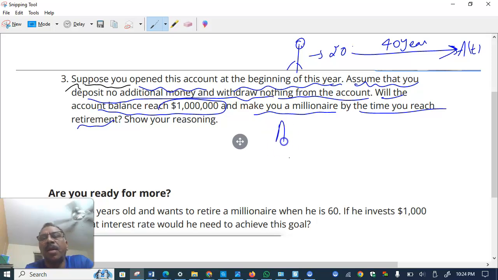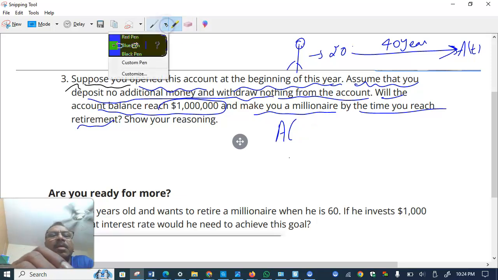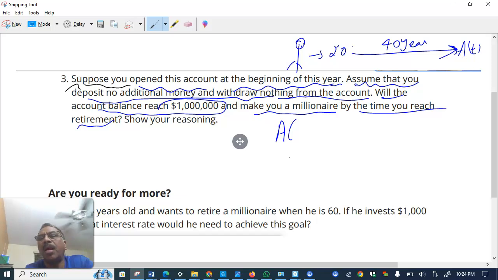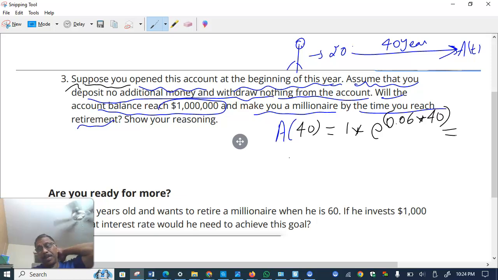So remember the formula A of 40, because he works 40 years, and we want to see how much money will be after 40 years. So that's A of 40 equals 1 times e raised to 0.06 multiplied by 40. Put it in the calculator and see, do we get a million? Let's check it out.